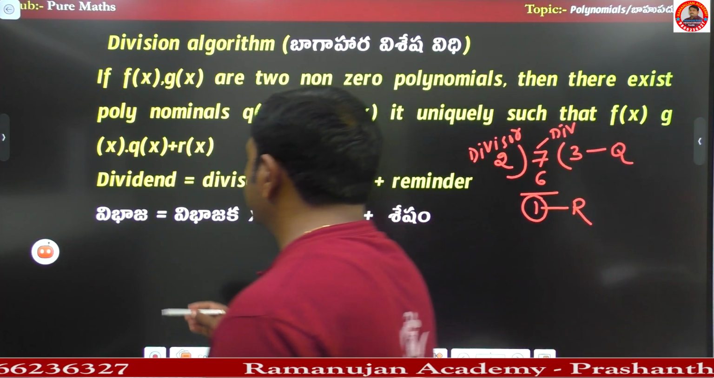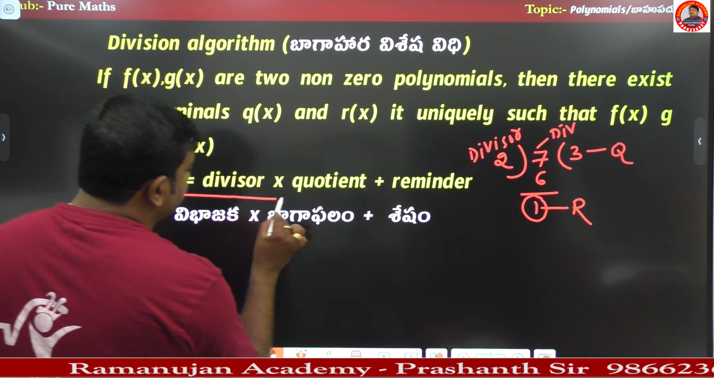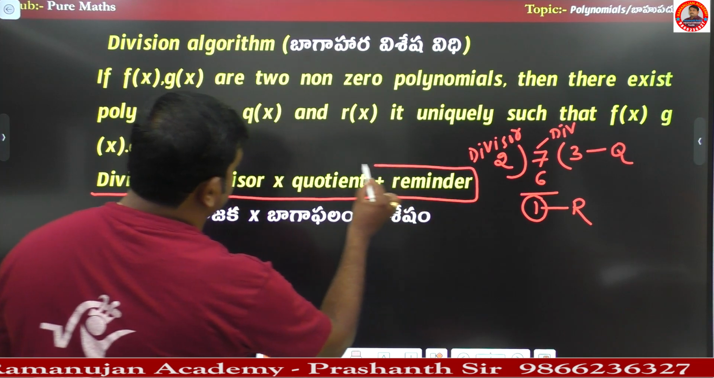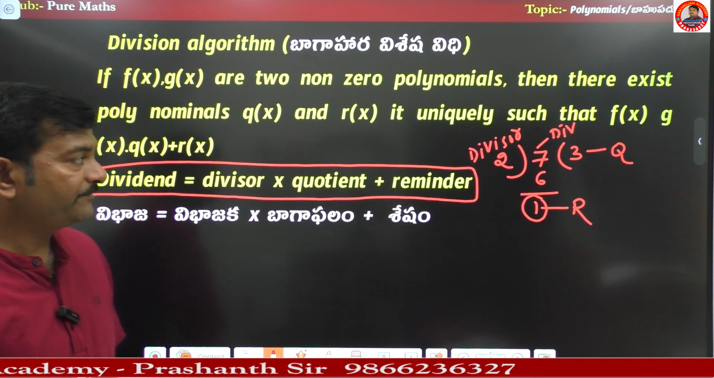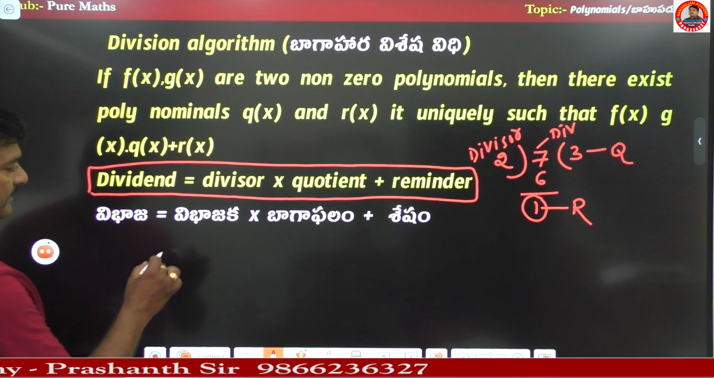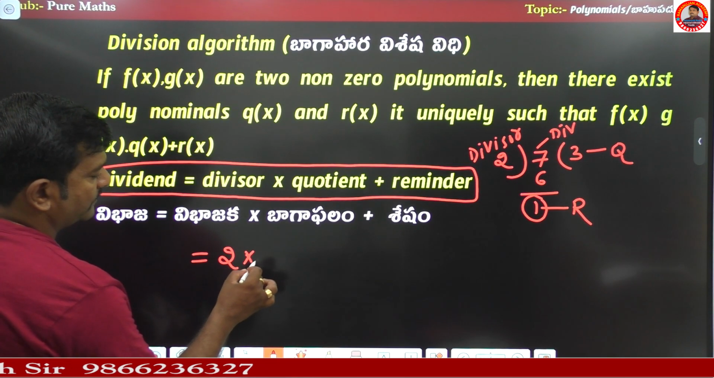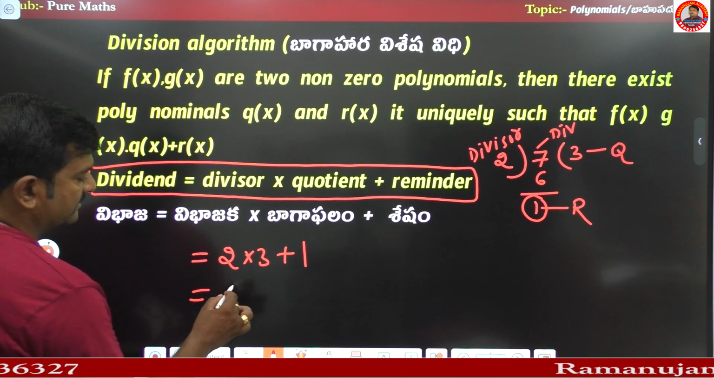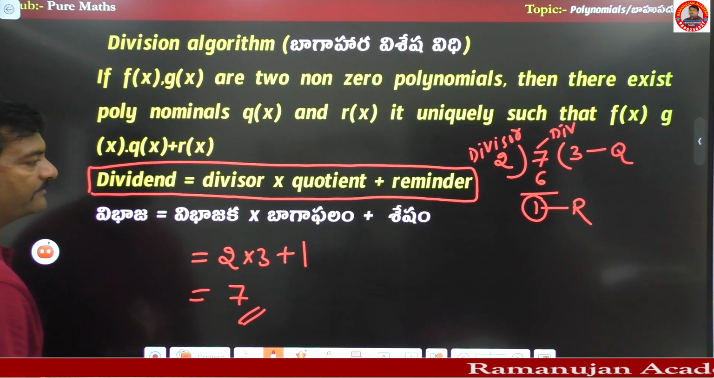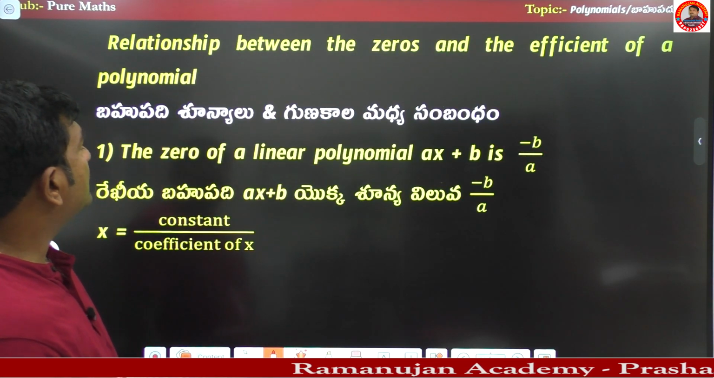Now what is the division algorithm? According to division algorithm, we can write dividend is equal to divisor into quotient plus remainder. That's all. You ignore all these things. This is only division algorithm. Okay, dividend means 7. Dividend is equal to divisor into quotient plus remainder. 2 into 3, 6. 6 plus 1 value, how much? 7. That's all. Okay, now I hope you understood. Now we are going to focus on this one.